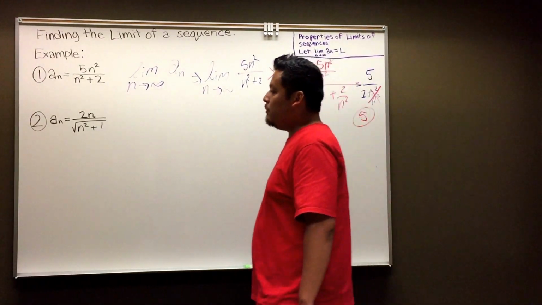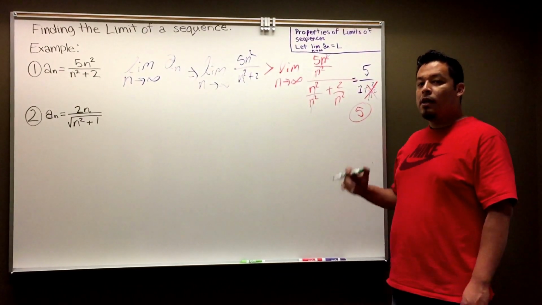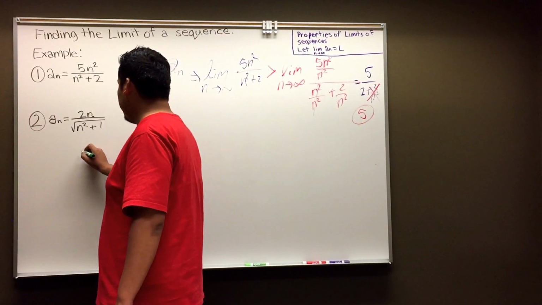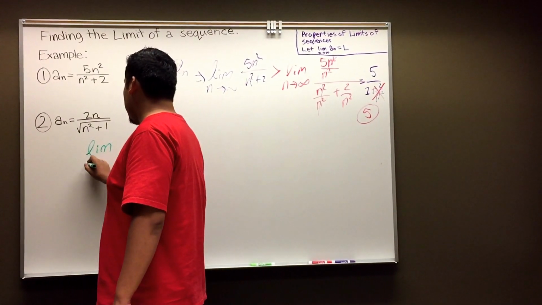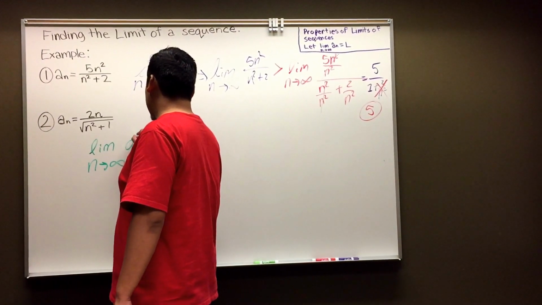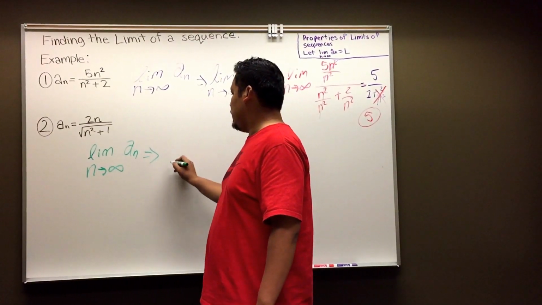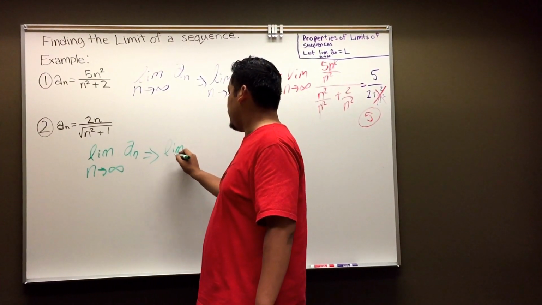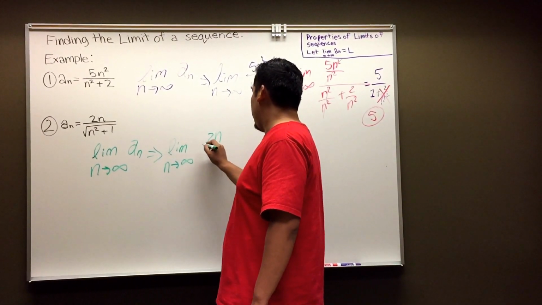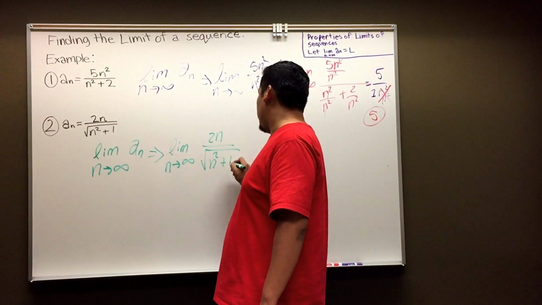On this other example, we're going to apply the same technique, just taking the limit as n goes to infinity. So we're applying the limit as n goes to infinity of a sub n, and this is equal to the limit as n goes to infinity of 2n over the square root of n squared plus 1.